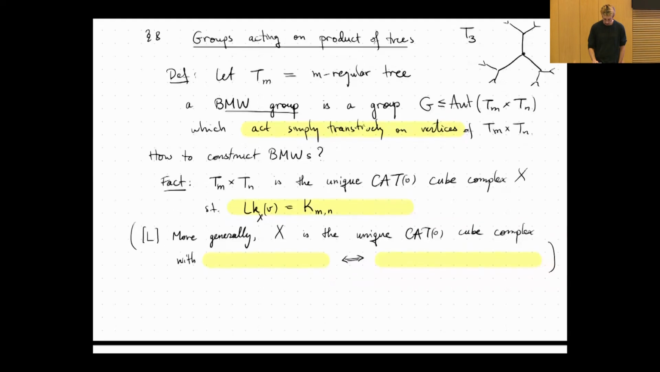Okay, and maybe, use this opportunity to advertise my own results. So there is a general thing there that you can say. You can characterize when a link type gives you a unique CAT(0) cube complex with that link. So we look at CAT(0) cube complexes where the link at each vertex is some graph L, and we ask how many such things. So you have a unique such thing if L is symmetric enough. Okay.